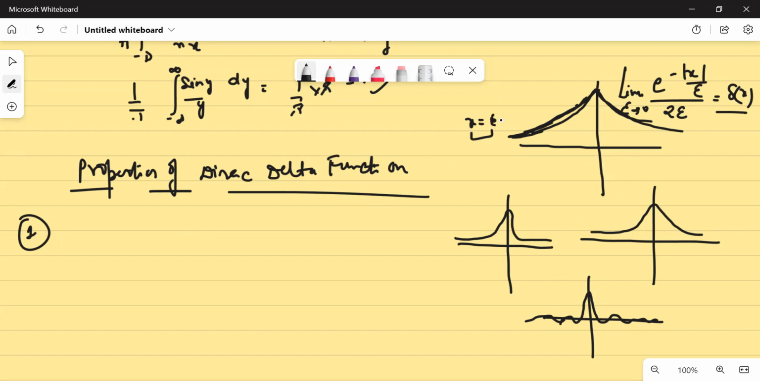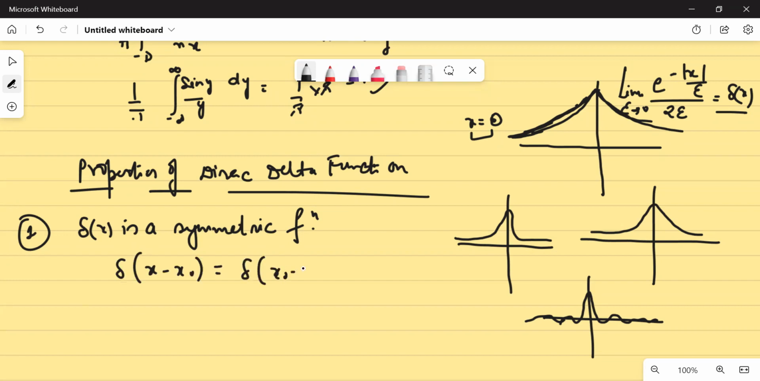Where your Dirac delta function was there, all these functions are stationed at x equal to 0. All these functions have a peak around x equal to 0, but they are symmetric. So the first property is that the Dirac delta function is a symmetric function. Are you getting my point? So what I want to say is that if I write Dirac of x minus x naught, or if I write Dirac of x naught minus x, they are one and the same. Is that clear?